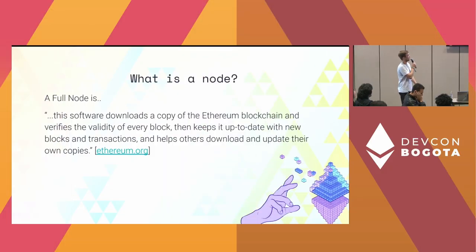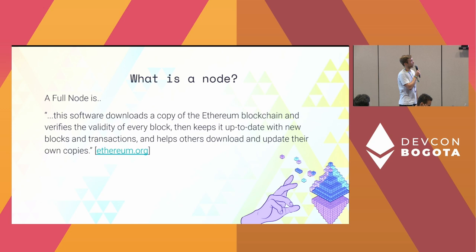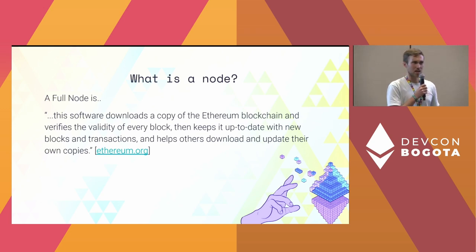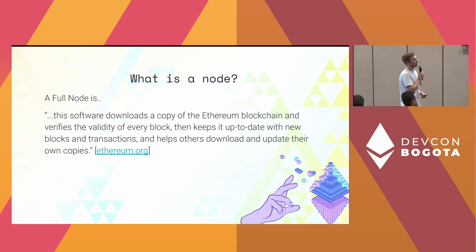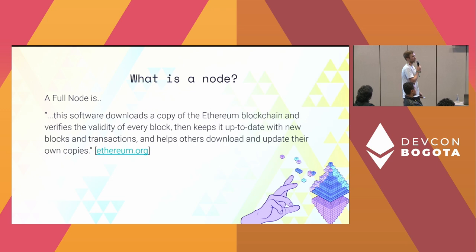Okay, first we'll start off, like, what is a node? Well, a node is software that downloads a copy of the blockchain, all the history, all the state, all the accounts, transactions, and it keeps that up to date as blocks and transactions take place. And it also helps others run a node. So when you start up a node, you ask all the others for the history of the blockchain.